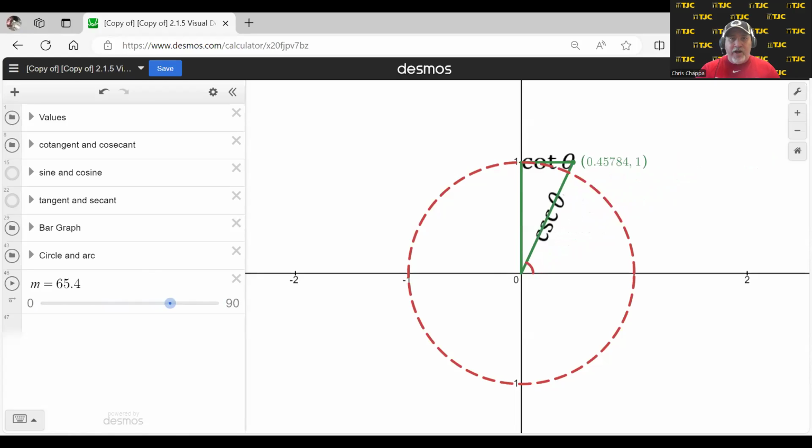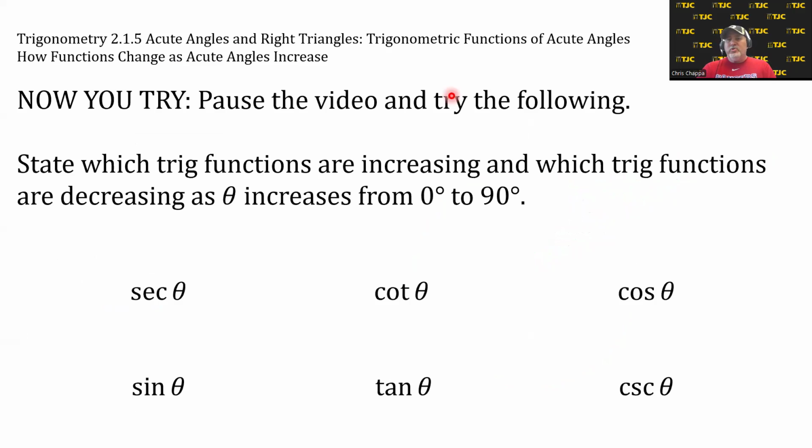All right, now you try. State which trig functions are increasing and which are decreasing as theta increases from 0 to 90 degrees. Not a whole lot to work on here, so I'm not going to wait too terribly long. If you haven't paused to think about it yet, solutions in 3, 2, 1.